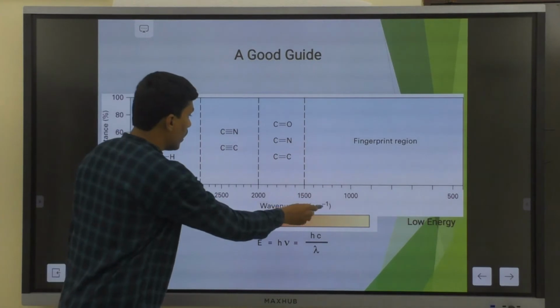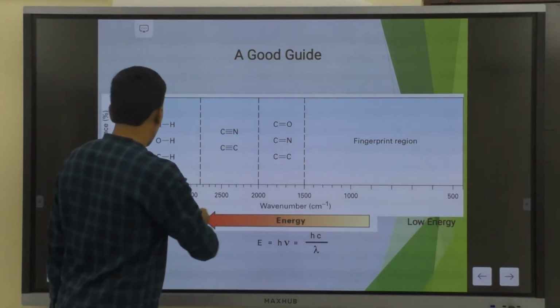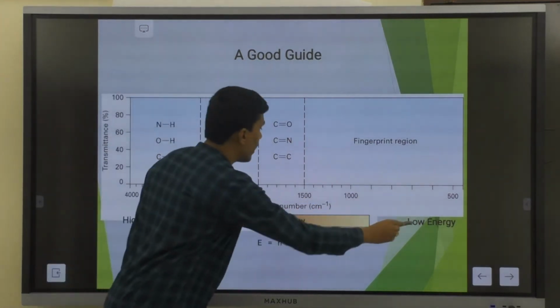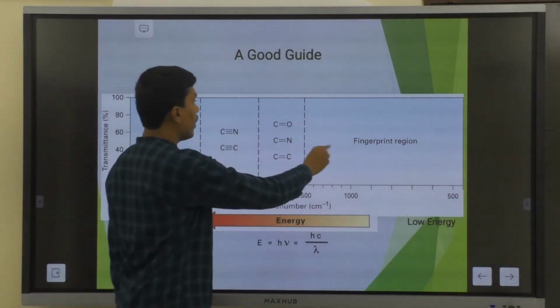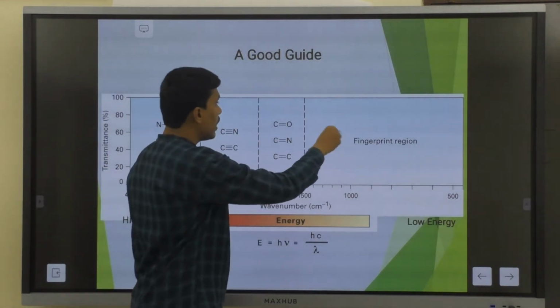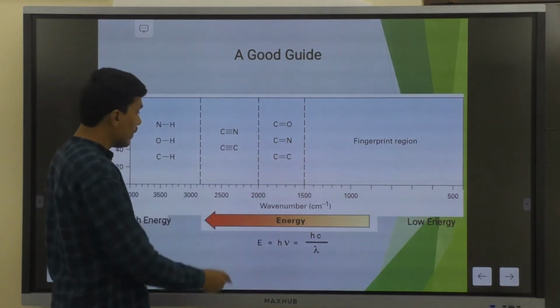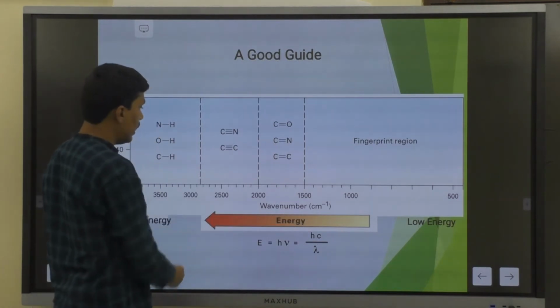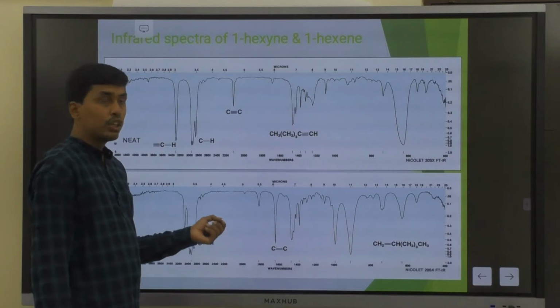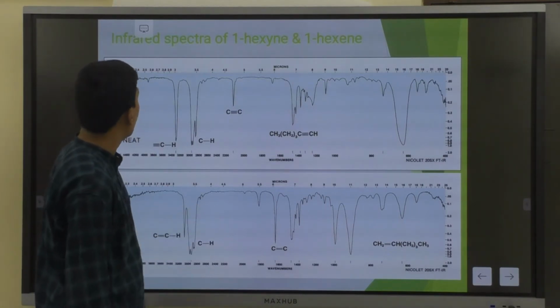So the wave number order is like this. It is higher energy, and it is lower energy. And we can see C single bond C and C single bond O also will absorb in this region. So this is the energy increasing order. Okay, we can see some distinction of compounds.